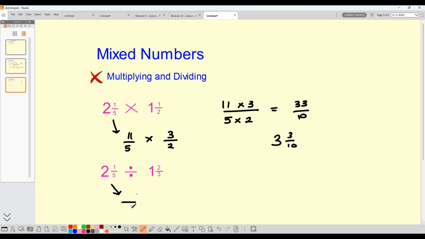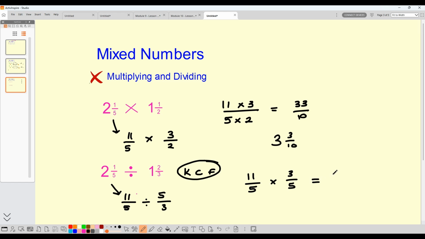When dividing, once again, you cannot multiply and divide with mixed numbers. Convert them into improper fractions, keep the denominator the same. We're doing 2 times 5, add the 1 on the top to give you 11. And that's being divided by, keep the denominator the same, 1 times 3, add the 2 on the top, gives you 5. Now remember, keep, change, flip.